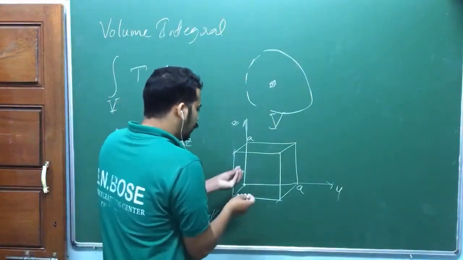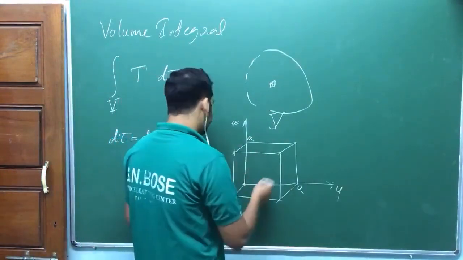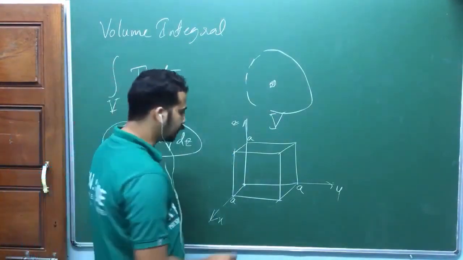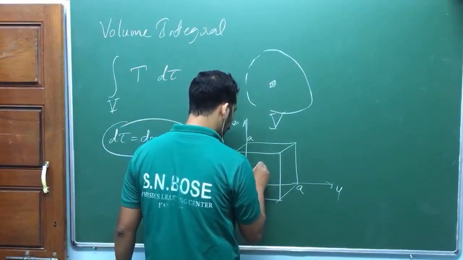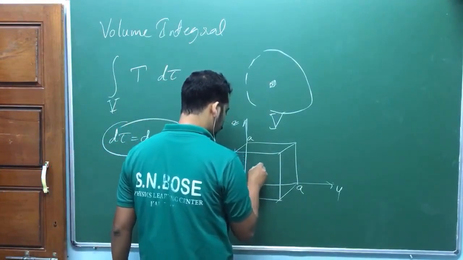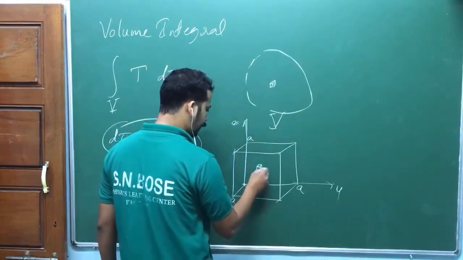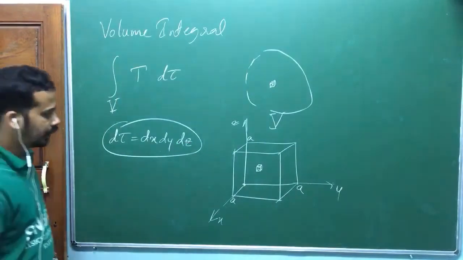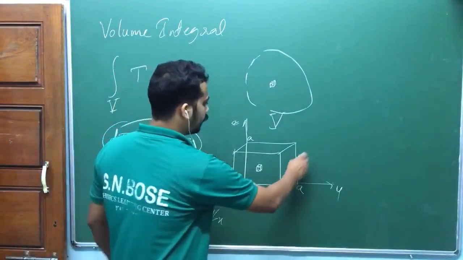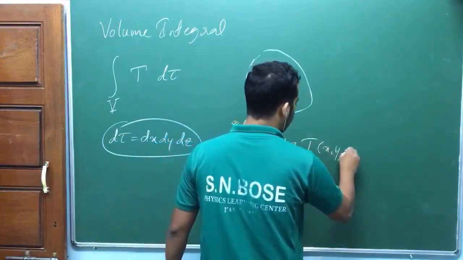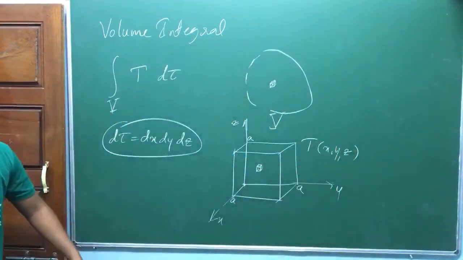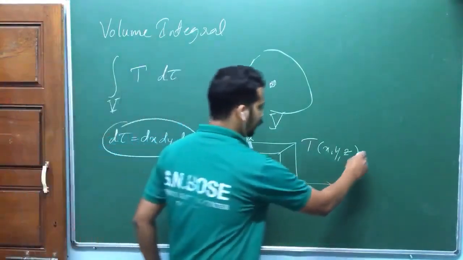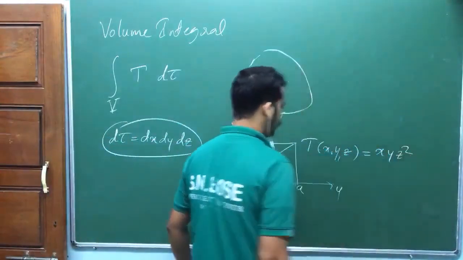Now again, if you take any volume element inside that cube, and that d tau is dx into dy into dz, if you take a small volume like this, whose width, height and breadth will be dx, dy, dz. Is that okay? And again, you can multiply that with some scalar field that I have defined, and you can integrate. Suppose, for example, the scalar field is x, y, z square, equal to x into y into z square.